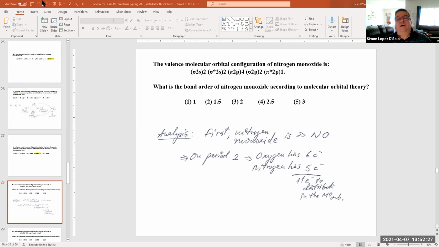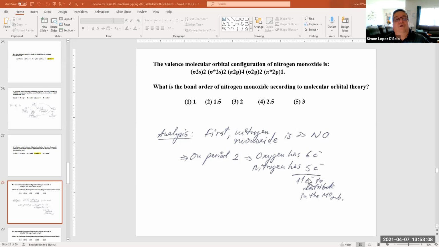So for this nitrogen monoxide, which is a heteronuclear molecule, nitrogen and oxygen, you have the following, from the left to the right, increasing filling of those orbitals. And the question is telling you, what is the bond order of nitrogen monoxide according to the molecular orbital theory? So remember, nitrogen has 5 electrons because it belongs to group 5, and oxygen has 6 electrons because it belongs to group 6. When you sum the two, you have 11 electrons to distribute.